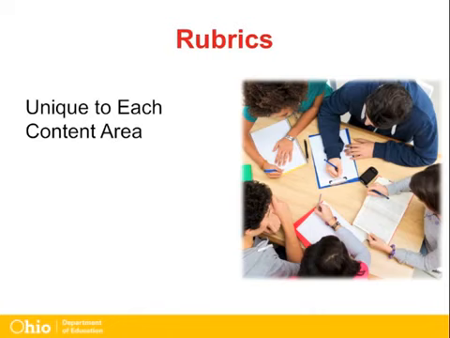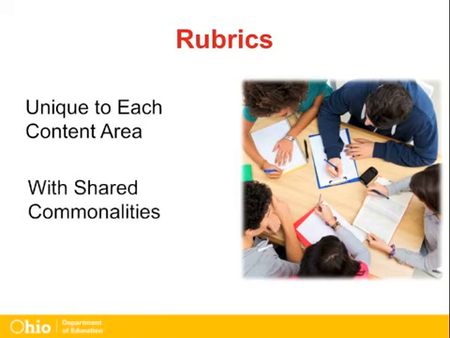The curriculum team worked to design rubrics that are unique to the 4 content areas: English Language Arts, mathematics, science, and social studies. Yet they share commonalities that are principal for designing and aligning lessons and units to Ohio's new learning standards.